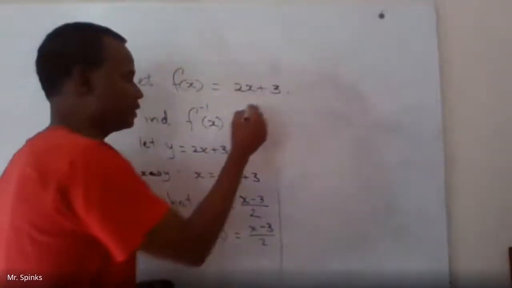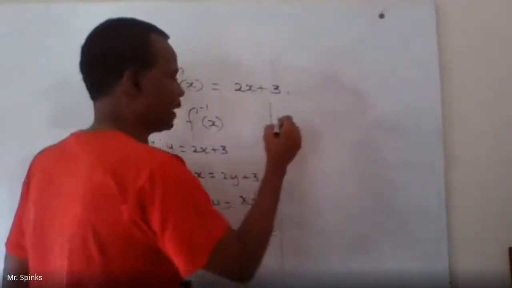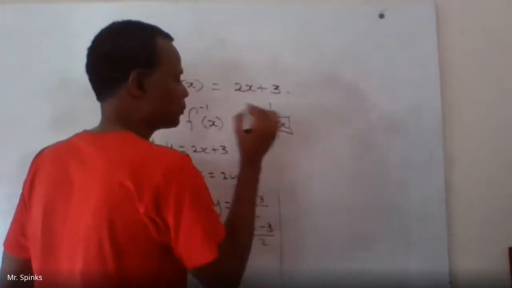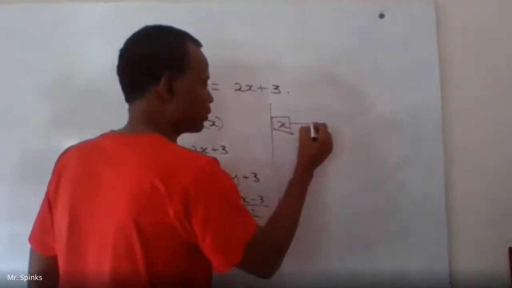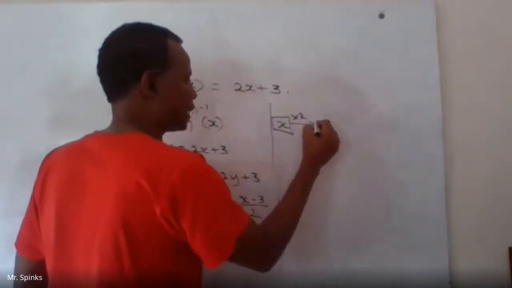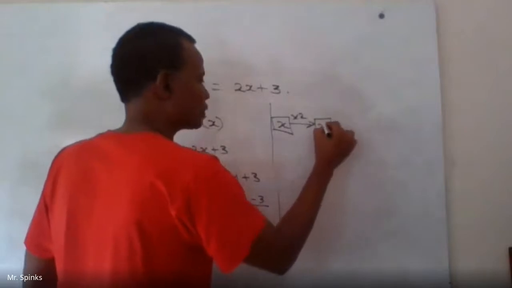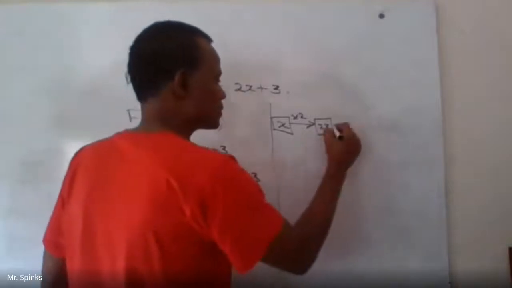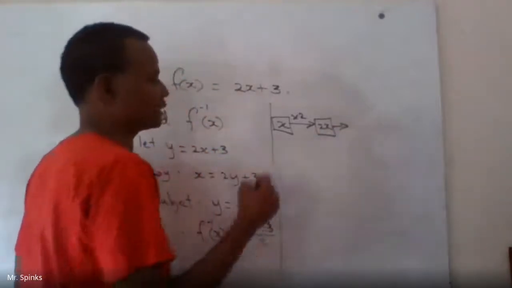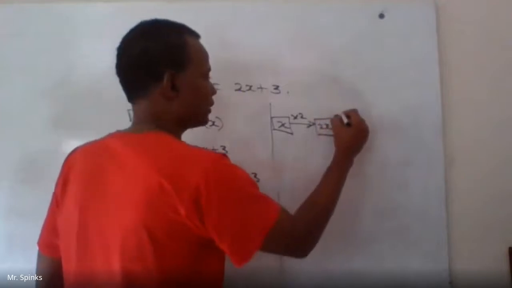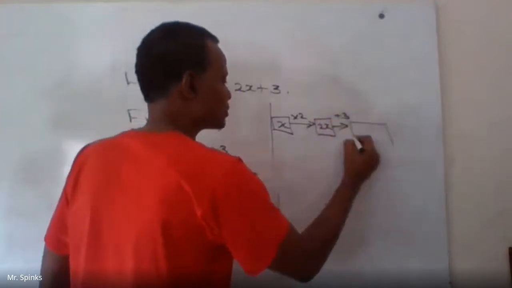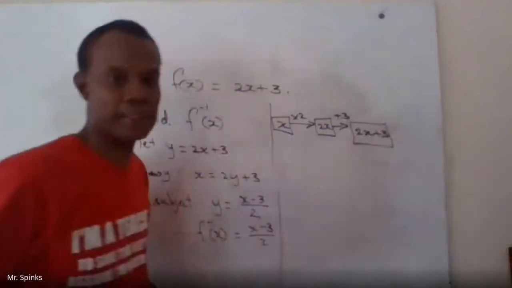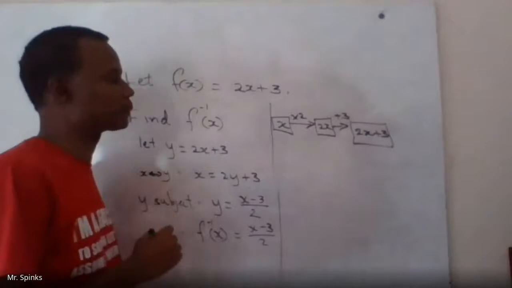Right, let me just write that slightly differently. So I start with x, put a little box there. The operation will go here. I multiply by 2, so I get what? 2x, right? Then what do I do next? What I do next is that I add 3. So I get what? 2x plus 3.